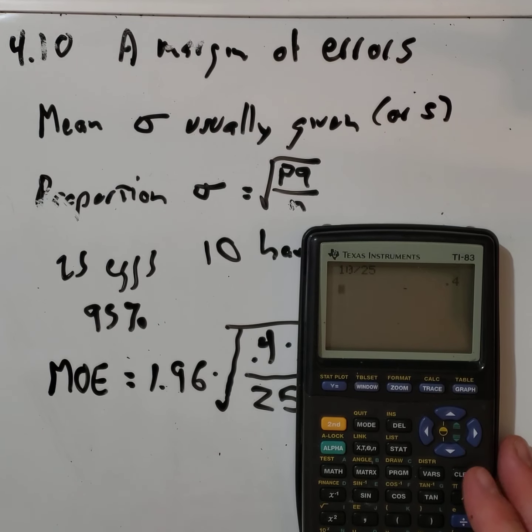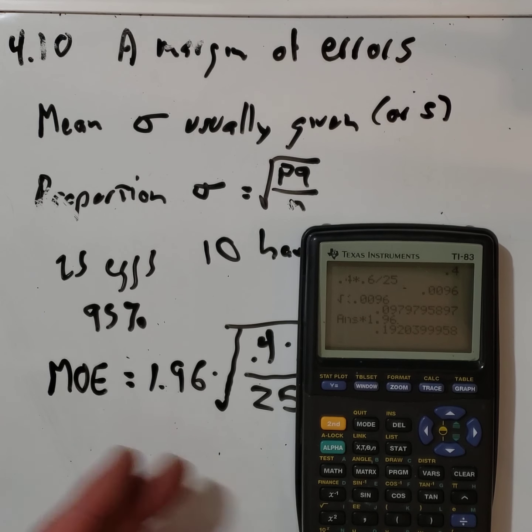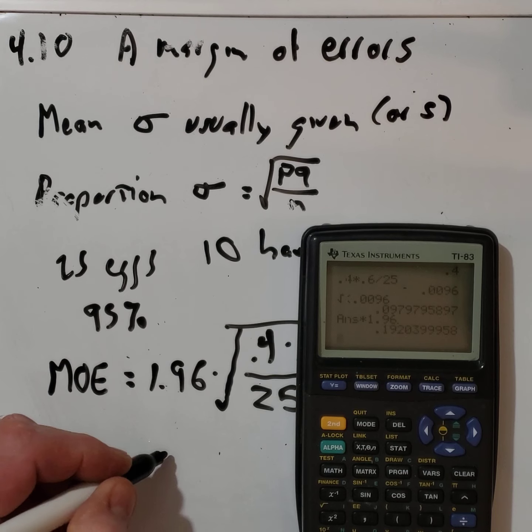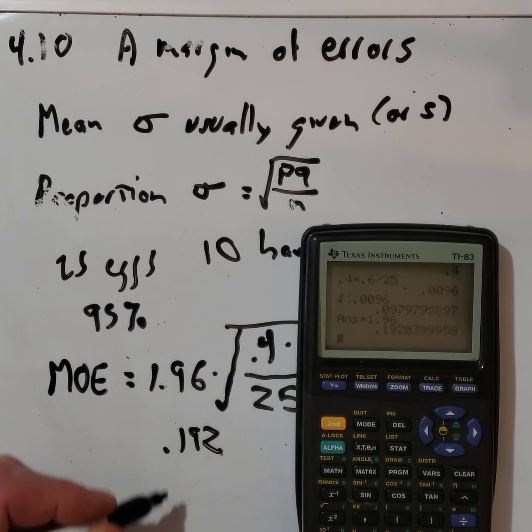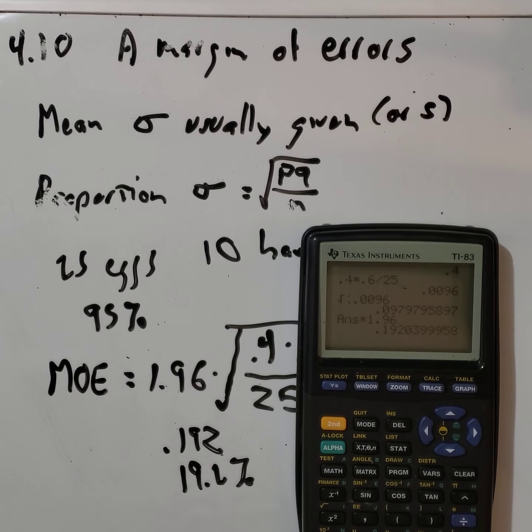To put it into the calculator is easy. I suggest this process, 0.4 times 0.6 divided by 25. Put that in the calculator, and then do the square root of 0.0096, and then multiply that by 1.96. And we get a margin of error of 0.192. Now that's actually 19.2%. That's a really wide margin of error if we're talking about proportions. That's just under 20%.